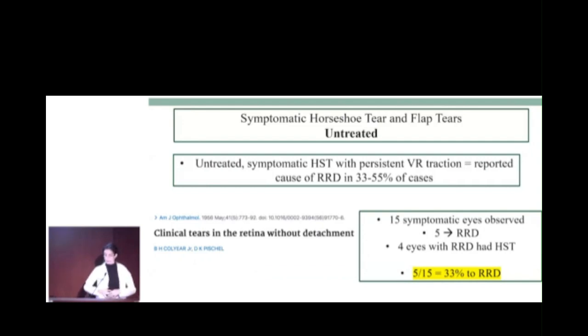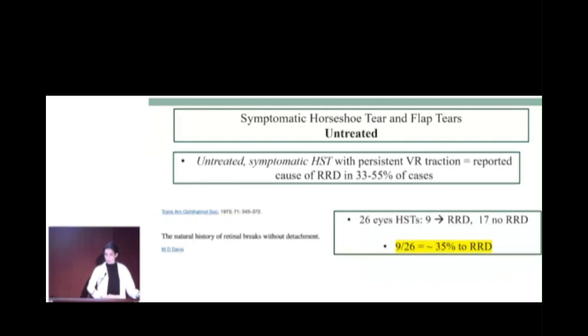So I won't inundate with tons of data, but if you look at one paper, for example, that did a natural course study or followed the clinical course, there were symptomatic patients, 15 of which were observed. Out of those patients, 5 went on to retinal detachment. 4 of the breaks were symptomatic horseshoe tears. So that gets us around 30 or so percent progressing to RRD. And that's one of the quoted numbers.